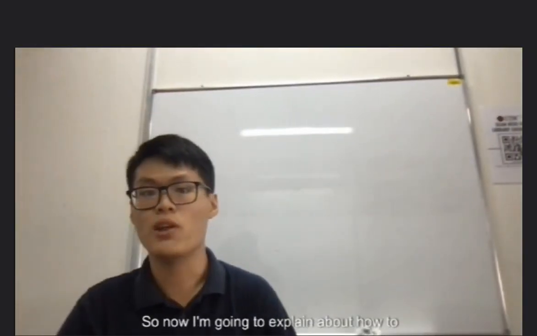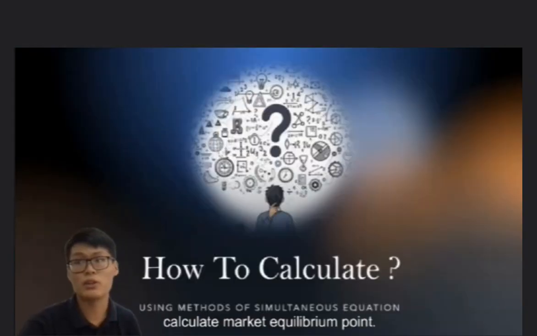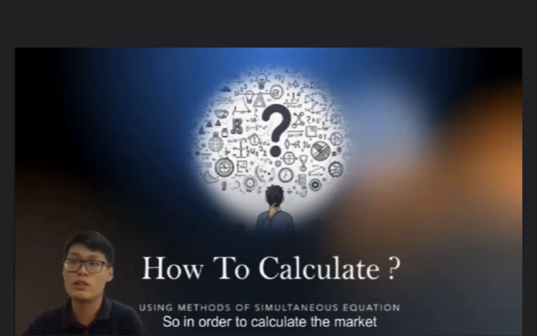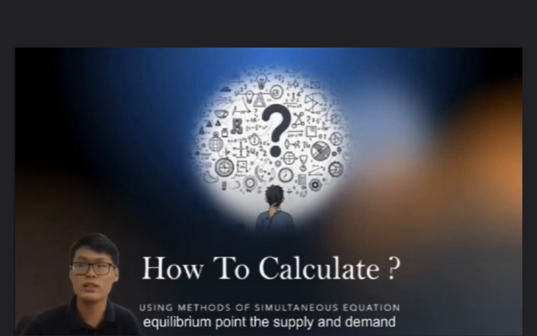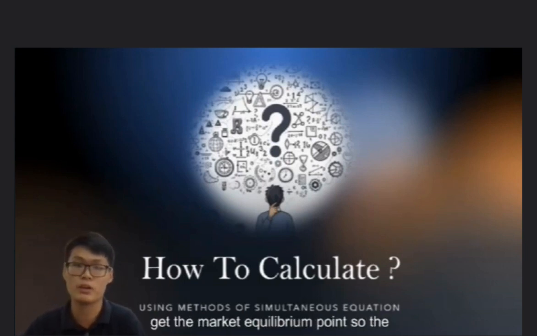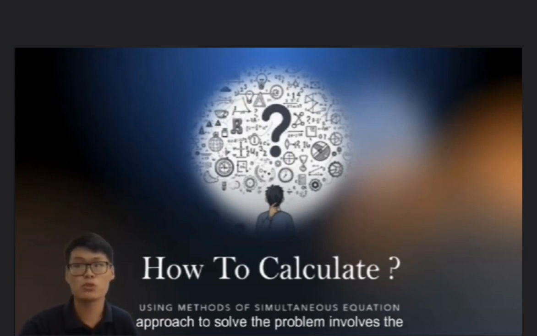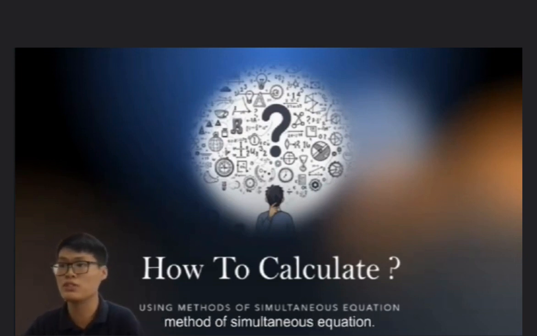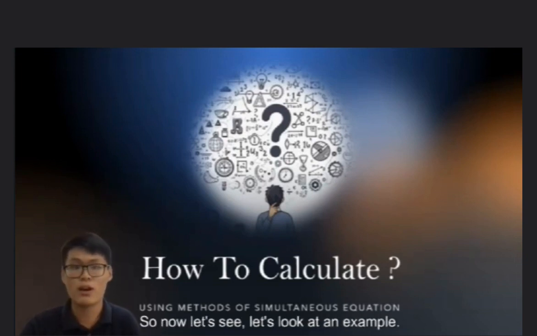Hi, I'm Steven. Now I'm going to explain how to calculate the market equilibrium point. In order to calculate it, the supply and demand functions are crucial before we are able to get the market equilibrium point. The approach to solve the problem involves the method of simultaneous equations. Now let's look at an example.